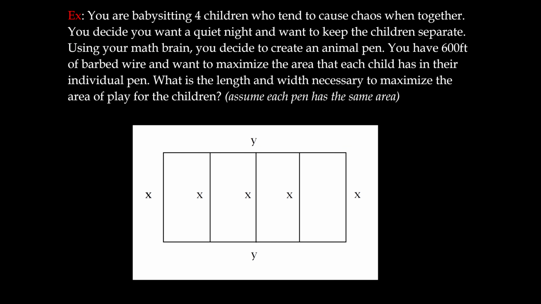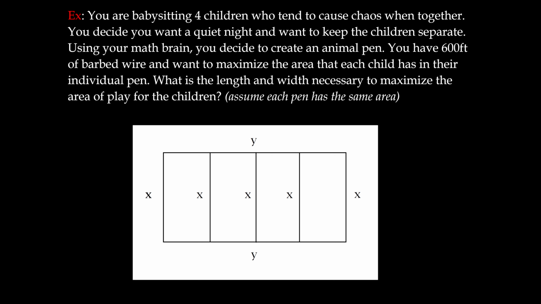You are babysitting 4 children who tend to cause a lot of chaos when together. You decide you want a quiet night and want to keep the children separate. Using your math brain, you decide to create an animal pen for each child. You have 600 feet of barbed wire and want to maximize the area that each child has in their individual pen. What is the length and width necessary to maximize the area of play for each child?